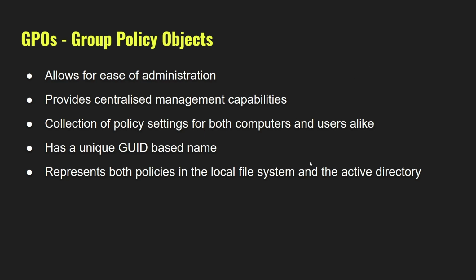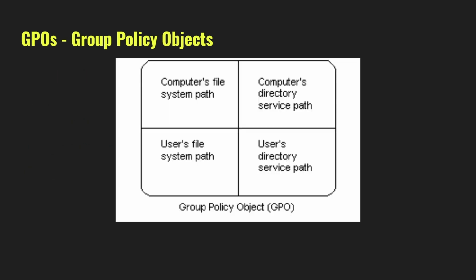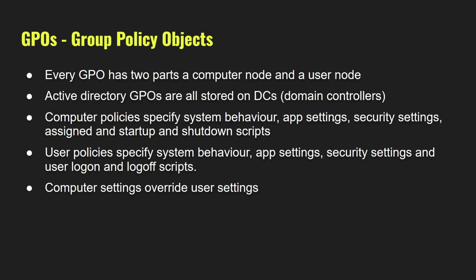So, a collection of policy settings for both computers and users alike. It has a unique GUID-based name, and it represents both policies in the local file system and in the Active Directory. What it means is, obviously, GPOs can affect files on the local system and, in general for Active Directory, whether or not you can access resources on the network or other machines, things like that. This is how a GPO is structured, so it contains both user and machine relevant information. Every GPO has two parts, a computer node and a user node, as we just saw there.